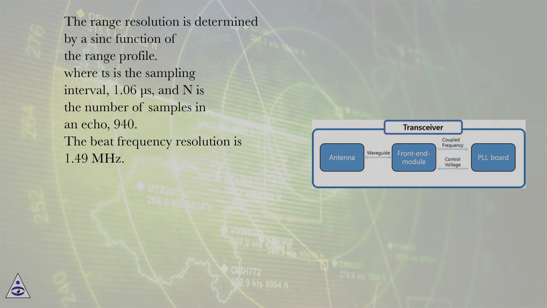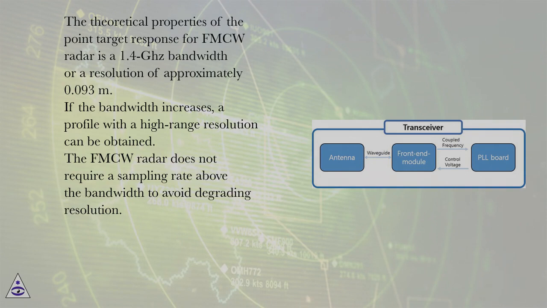The range resolution is determined by a sinc function of the range profile, where Ts is the sampling interval, 1.06 μs, and n is the number of samples in an echo, 940. The beat frequency resolution is 1.49 MHz. The theoretical property of the point-target response for FMCW radar is a 1.4 GHz bandwidth, or a resolution of approximately 0.093 meters. If the bandwidth increases, a profile with a high range resolution can be obtained.